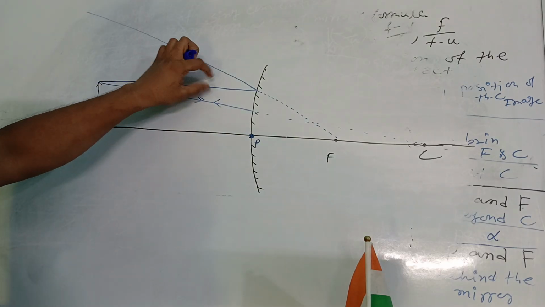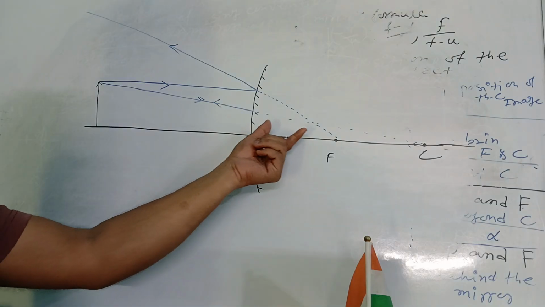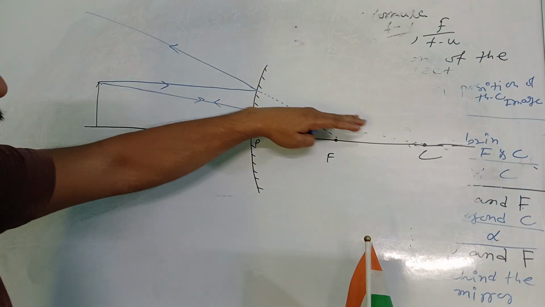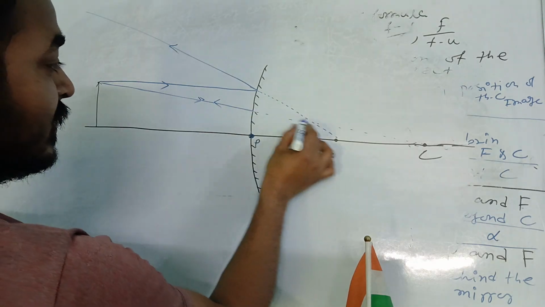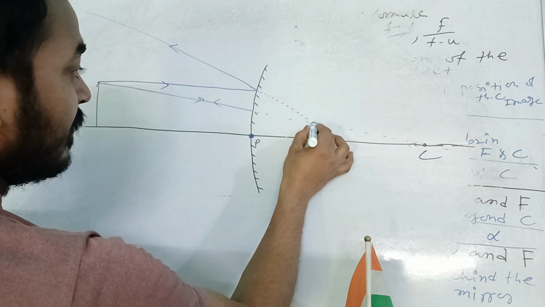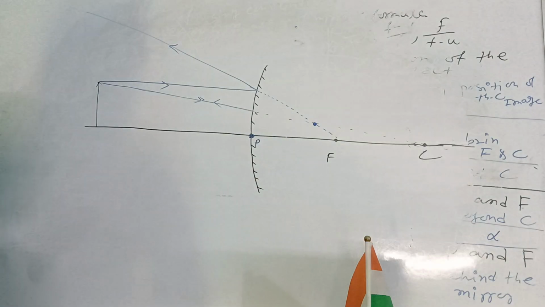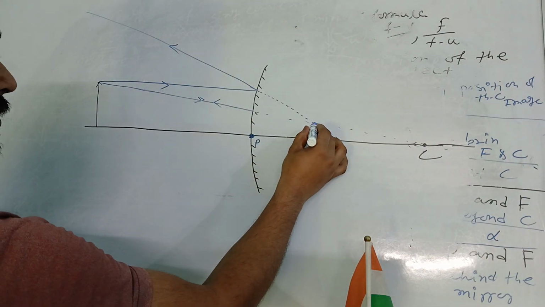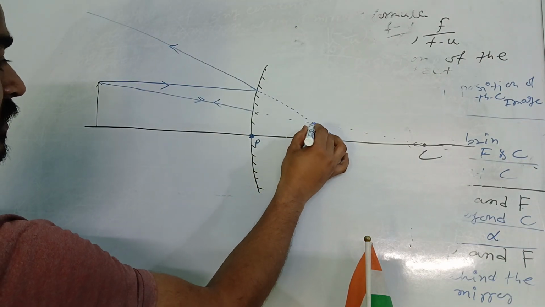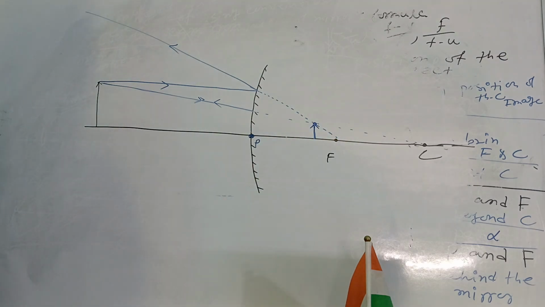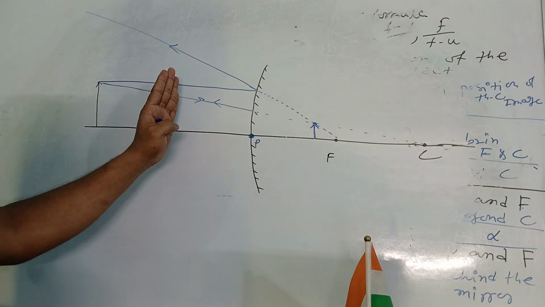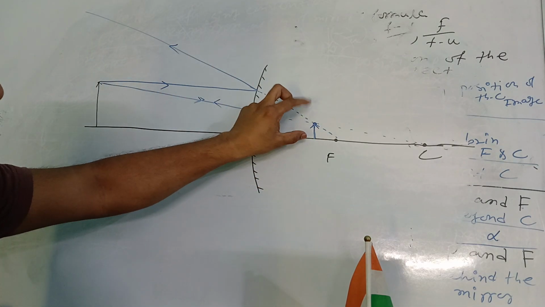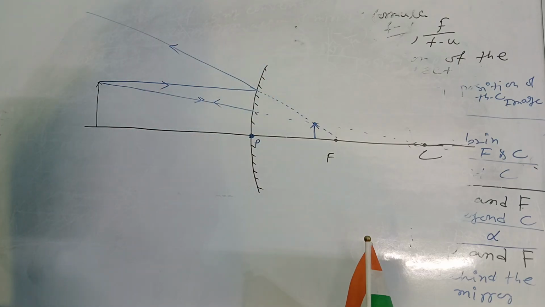So if I extend these two, already extended, that's why I use the dotted line. First I make the dotted line, then I draw this, so it is easy. You can see they are meeting at this point, means they appear to meet at this point. So the image will form here. You can see this is the image size. And if we take this object here also, then we can see the image size is very small compared to the object.